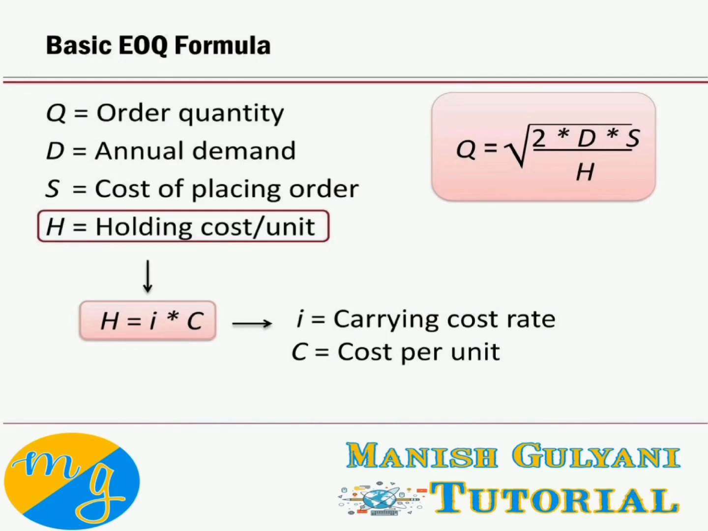So the formula of EOQ is simply the square root of 2 into D into S upon H. 2 is the prefix. D means your annual demand, that is already given in the statement. S simply means cost of placing order, ordering cost per order. H means holding cost per unit. But sometimes direct holding cost is not given, it is given in percentage form. Then you calculate I into C, cost per unit on percentage basis.